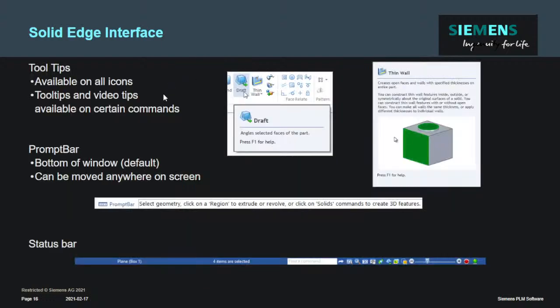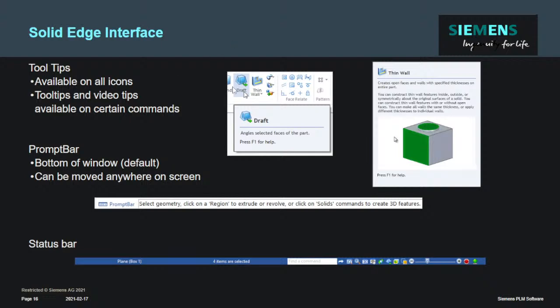Then the interface, again we have the tool tips. If you don't understand a particular command, suppose the icon has a design which you don't understand and you want to know more about it, you just have to keep your cursor on that command for some time, and a tool tip will appear showing you what that command is.